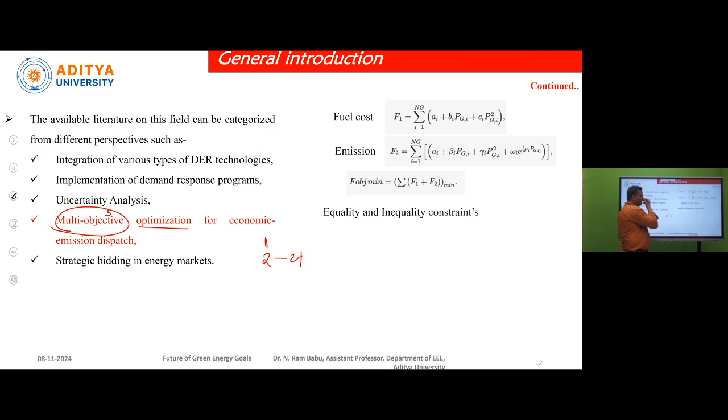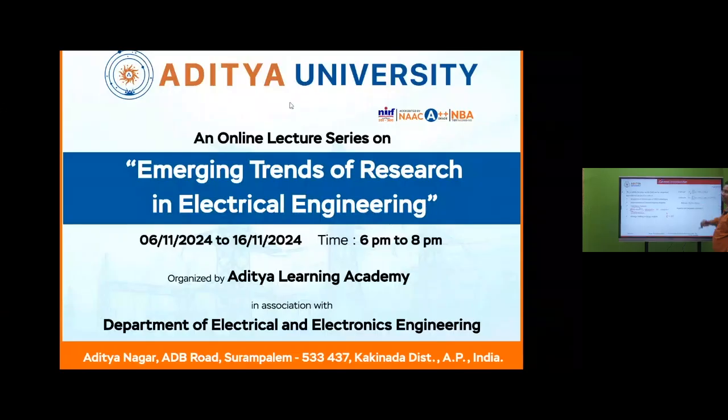Here I have given an example of power generation fuel cost. If you observe this, fuel cost is the first objective function, that is F1, which is given by sigma i equal to 1 to Ng, where Ng means number of generating stations. Here it is a fuel cost, that is, ai plus bi PGi plus ci PGi square, where i is 1 to the number of generating stations, and a, b, c are the cost coefficients.